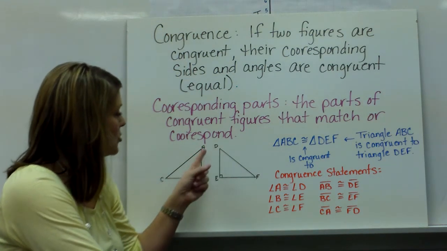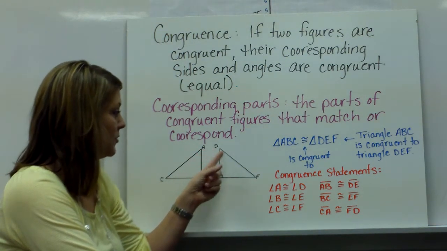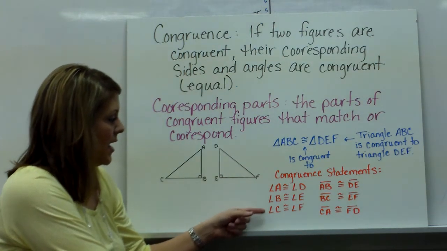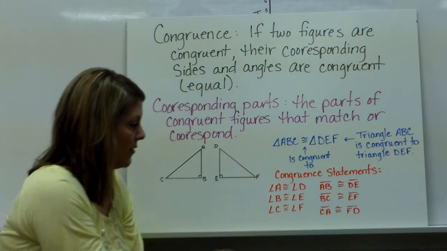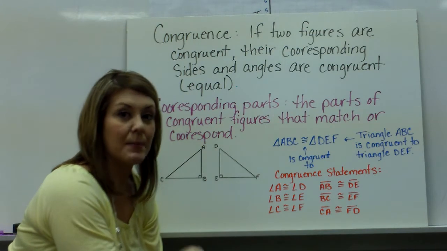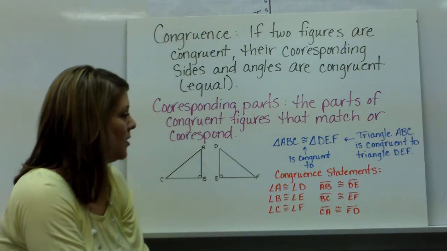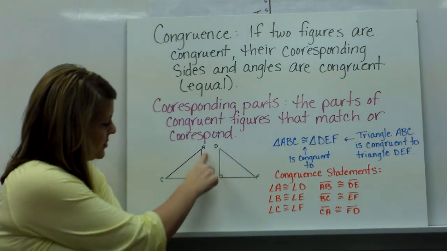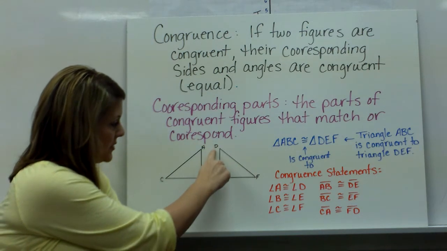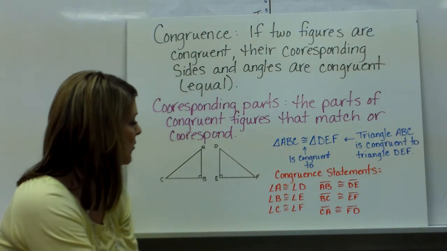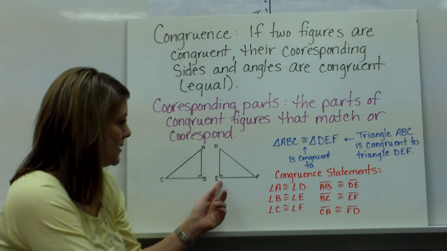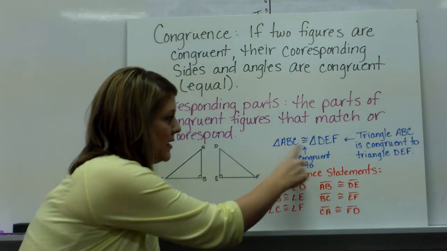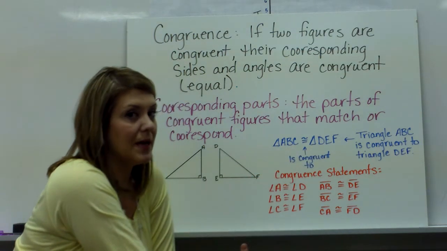In this example, angle A is congruent to angle D, angle B is congruent to angle E, and angle C is congruent to angle F. These little slanted looking L's mean angle. Then we can also look at the sides and give congruent statements about those. Side AB, which is this vertical side here, is congruent to side DE, which is the other vertical side in the second triangle. Now, one thing you want to look at in your statement, if you notice, A and D are in the same place when we name those triangles.